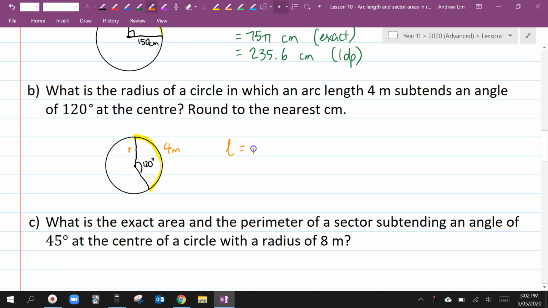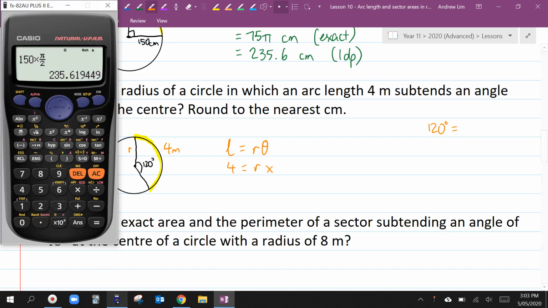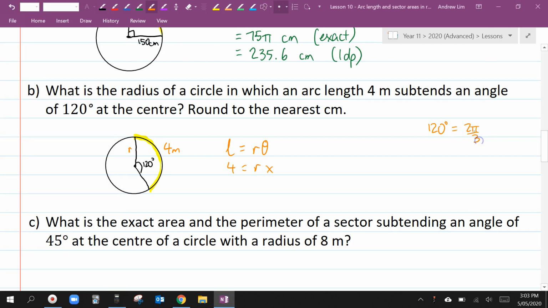So we know the arc length is equal to r theta, or 4 is equal to the radius times theta, except we've got 120 degrees. So to convert that into radians, we just do 120 divided by 180, which is 2/3, and we put pi in the numerator. So it's 2 pi on 3 radians. So I'm just going to do r times 2 pi on 3. So if I want to get r by itself, I multiply 4 by 3 and then divide it by 2 pi, which becomes 12 on 2 pi is equal to r.